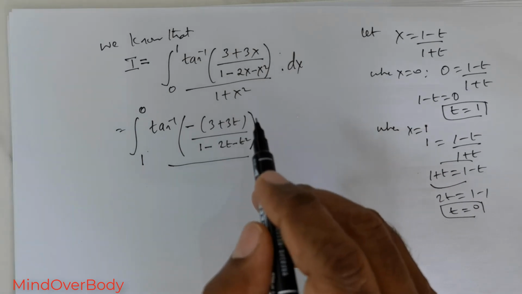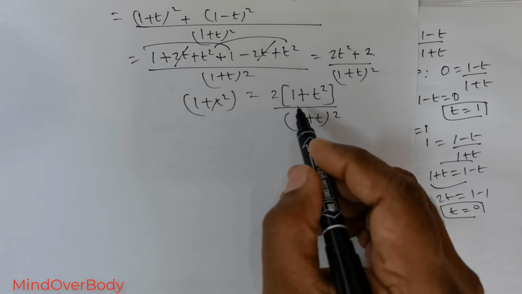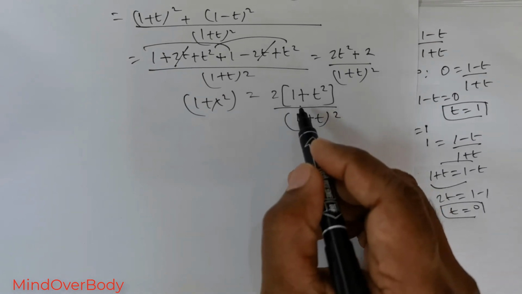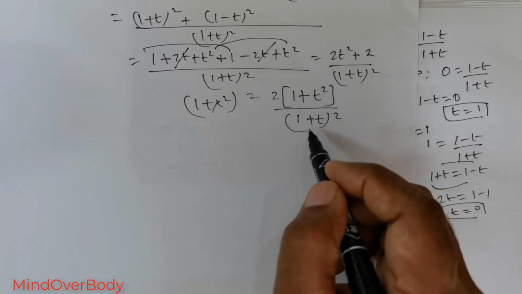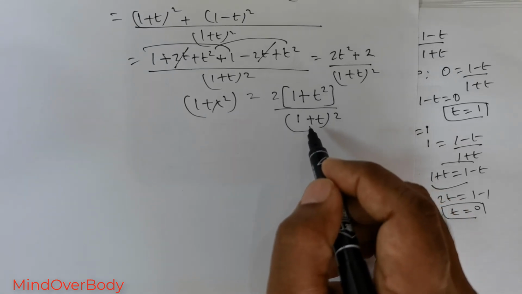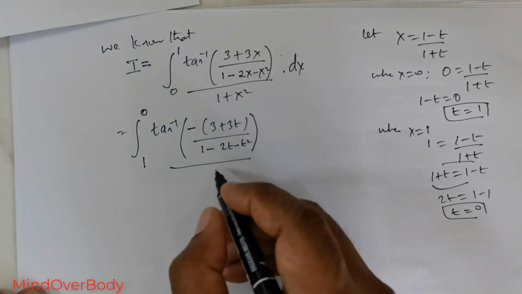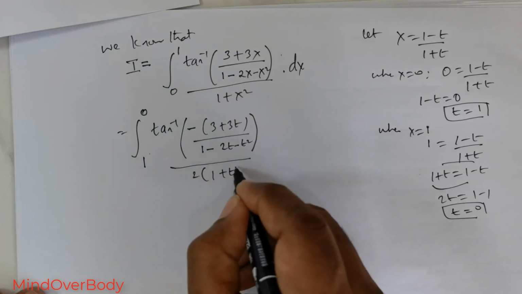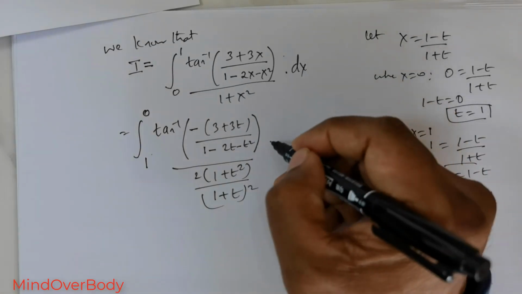So we have to locate 1 positive x squared. Now what is 1 positive x squared? It is this quantity, 2 of 1 positive t squared divided by 1 positive t raised to the power of 2. So let me place that value. Next is dx.